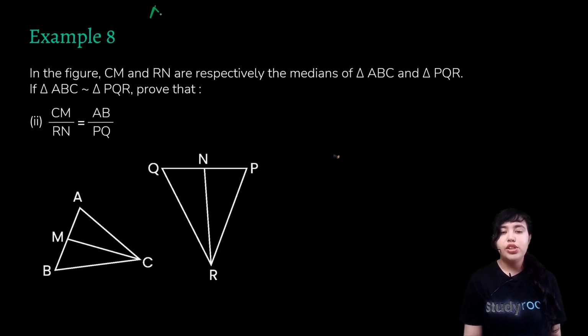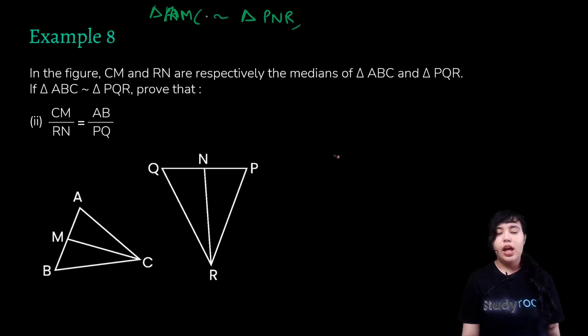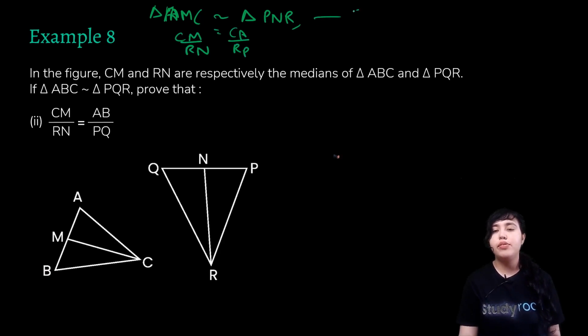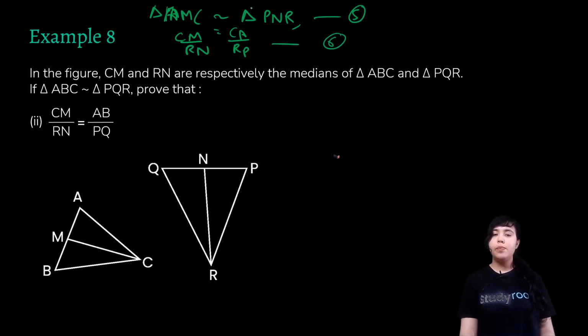Now in part 1, we just proved that triangle AMC is similar to triangle PNR. Now this means that CM upon RN is equal to CA upon RP. Let's call this equation number 5 in continuation with the previous part, and let me call this equation number 6. So this is nothing but corresponding sides of your similar triangles, right?